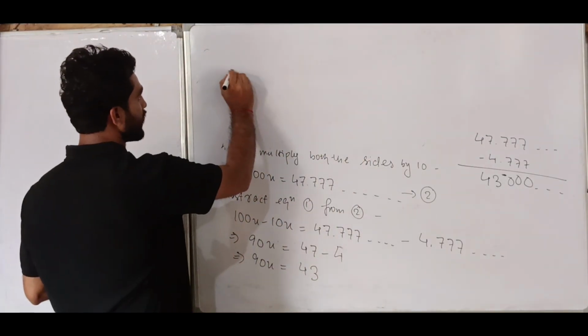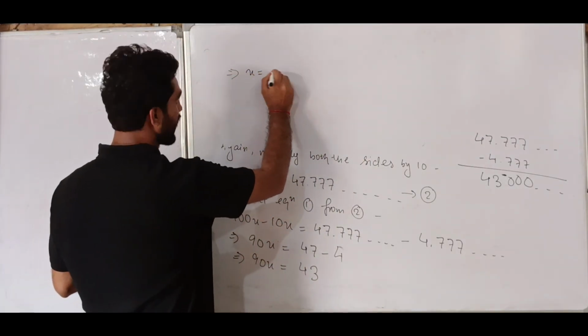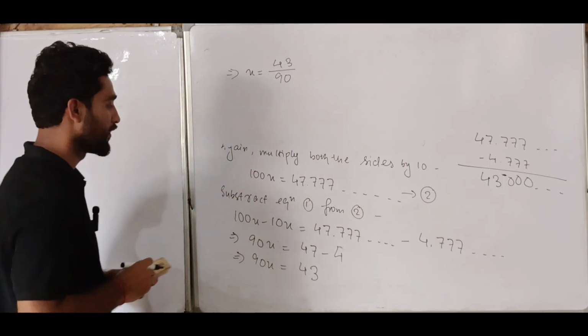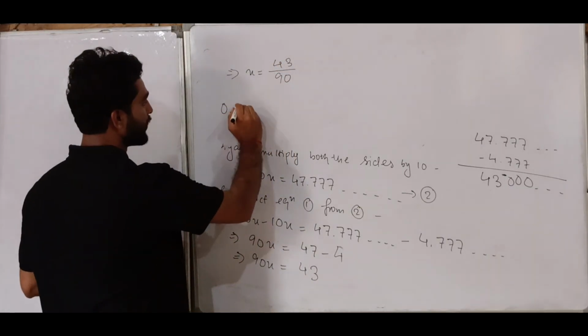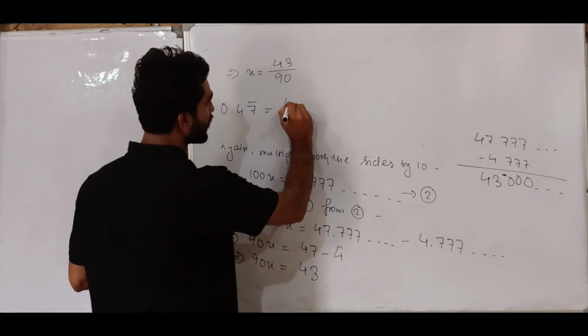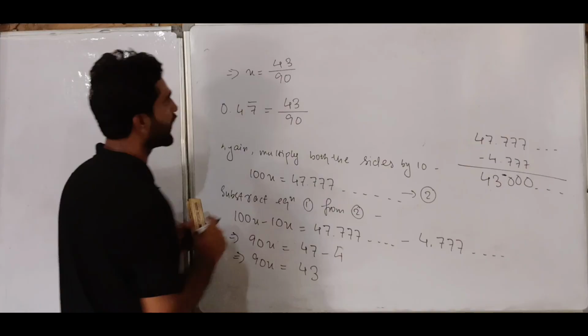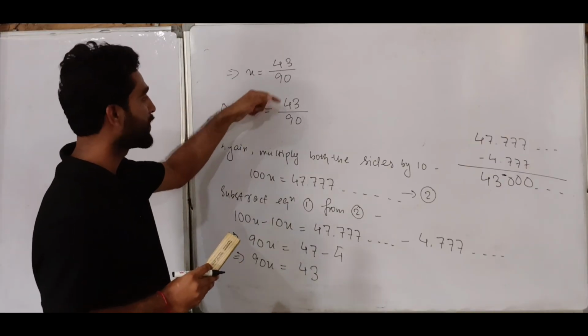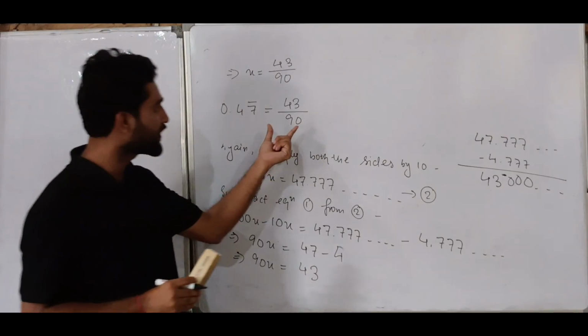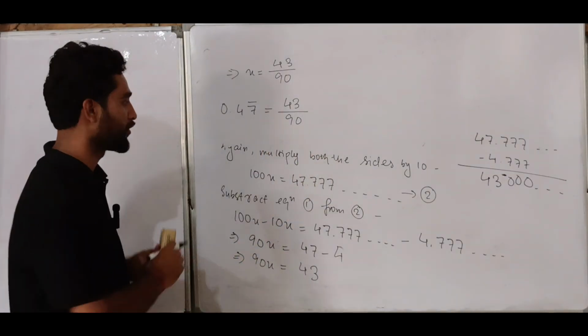Now x will be 43 divided by 90. So when we converted 0.47 bar into p by q form, we got 43 divided by 90. This cannot be simplified further. So this is the long method. Now we will solve the same question with the shortcut method.